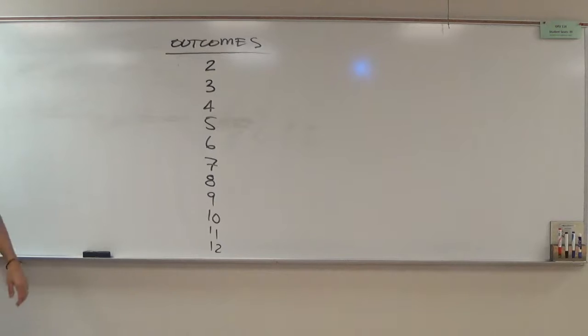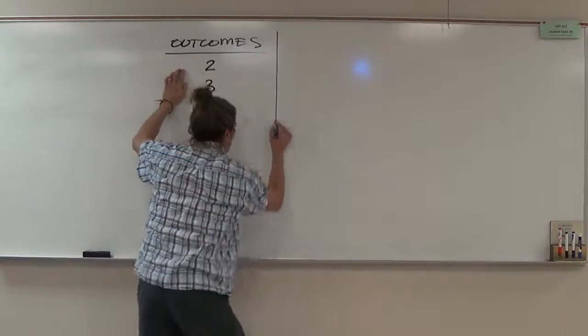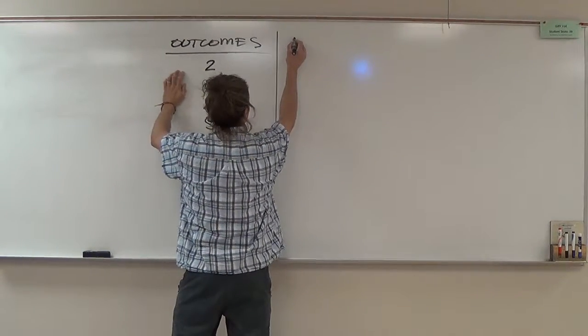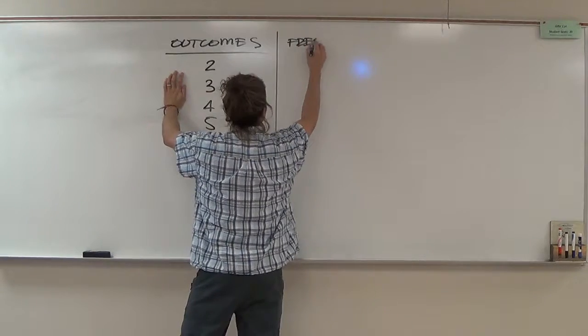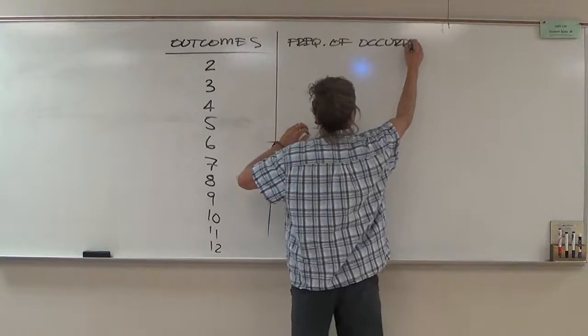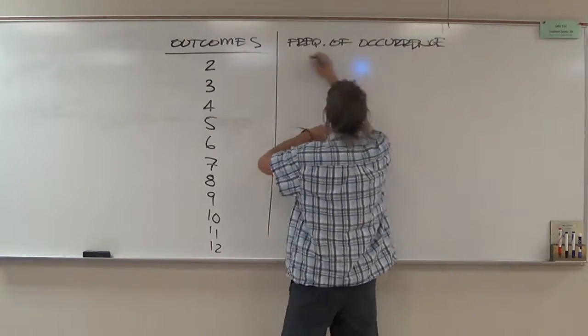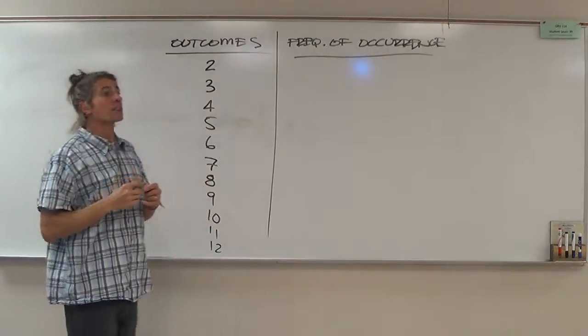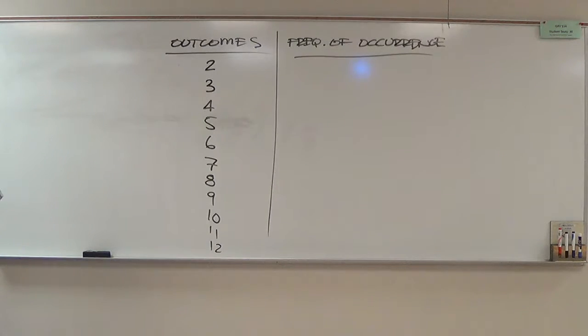So here are our outcomes. Beautiful. Now, let's get a running total of how many of each we got in here. I'm going to put a frequency of occurrence over here. So let's collect some data. I want 20 of these altogether, and the more we get, the better.